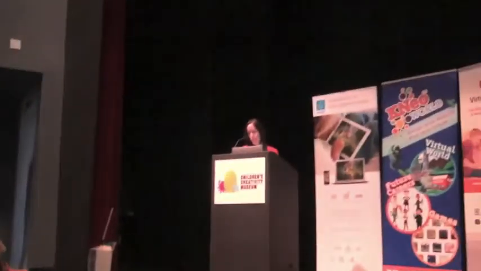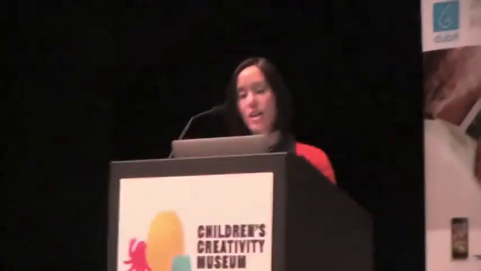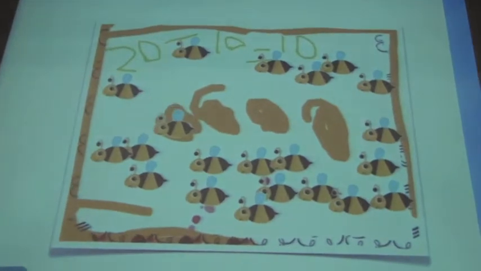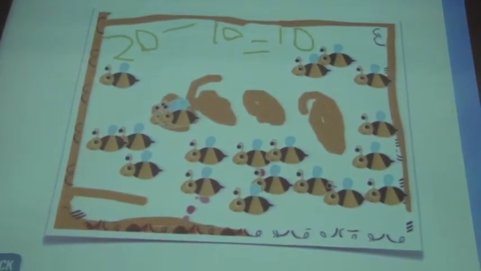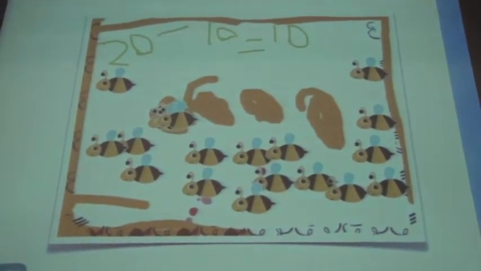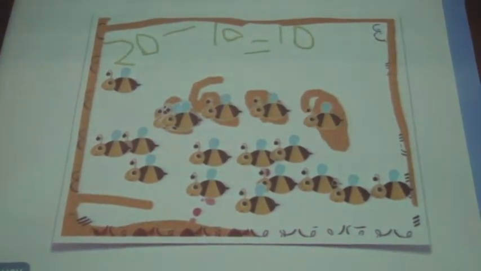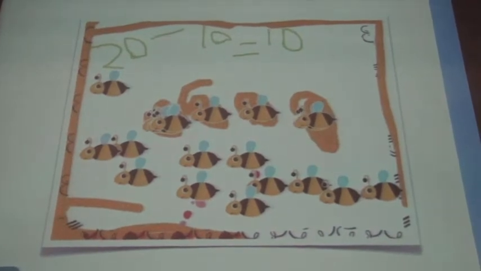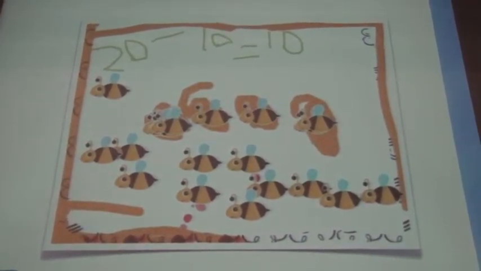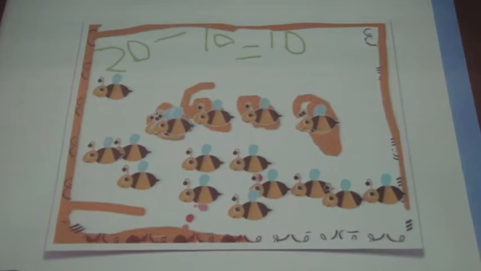20 bees and 10 of them saw a beehive, so they went inside. 1, 2, 3, 4, 5, 6, 7, 8, 9, 10. And there were 10 bees left. 20 minus 10 equals 10.